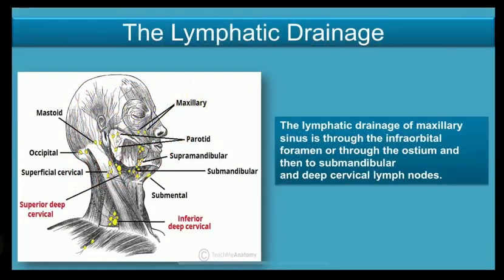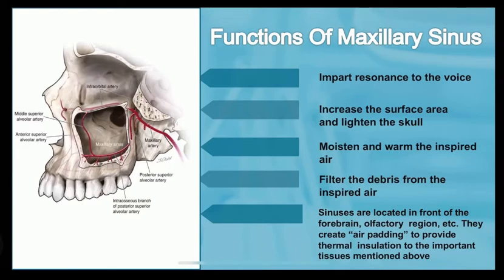Lymphatic drainage. The lymphatic drainage of the maxillary sinus is through the infraorbital foramen or through the ostium and then to the submandibular and deep cervical lymph nodes. Here we have the submandibular lymph node, here we have the inferior deep cervical lymph node, and here the superior deep cervical lymph nodes.